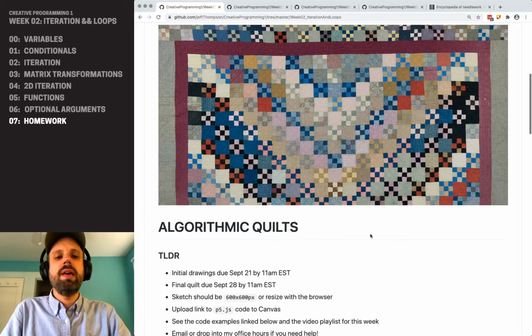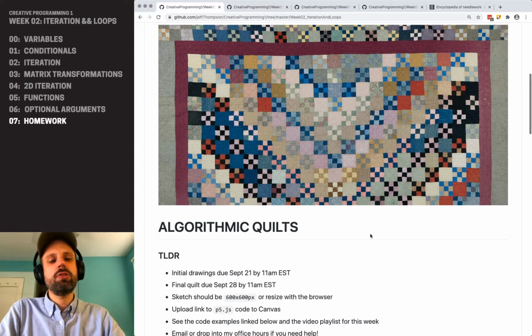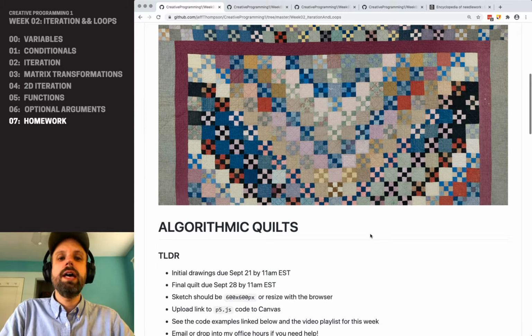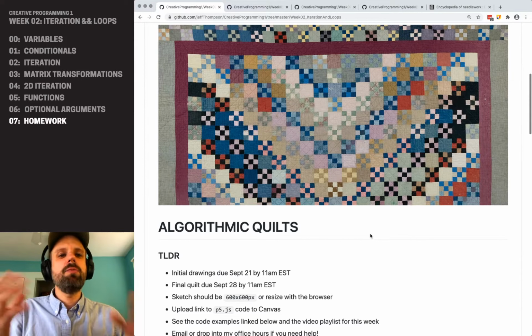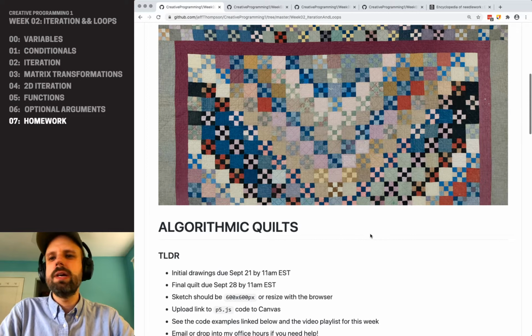Specifically, you're going to be making quilts in code. Quilts, I think, are truly amazing. They have a really rich history in America and across the world in all kinds of cultures, and they really embody a lot of the ideas of what we're talking about. This idea of iteration and repetition.